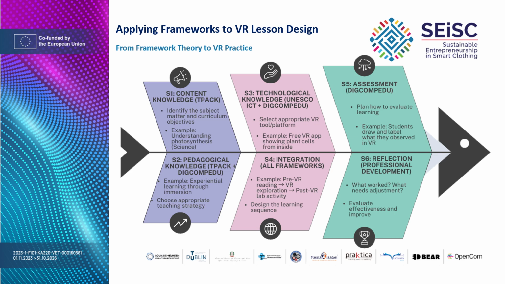Fourth, design the sequence. You might start with traditional reading to build vocabulary. Then use VR for immersive exploration, where students see photosynthesis happening, followed by a hands-on lab to connect virtual to physical. Fifth, plan assessment. Perhaps students create labeled diagrams of what they observed, write explanations, or teach peers.